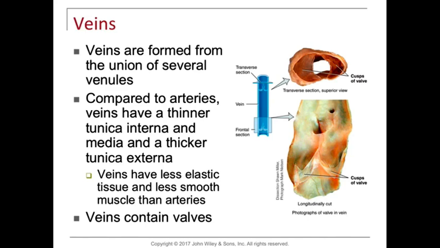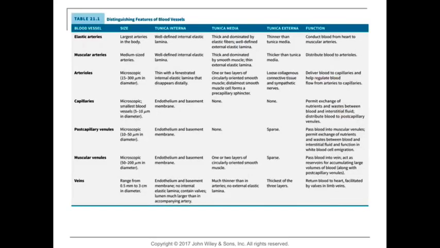Compared to arteries, veins have a thinner tunica interna and media and a thicker tunica externa. Veins have less elastic tissue and less smooth muscle than arteries. Veins contain the valves.